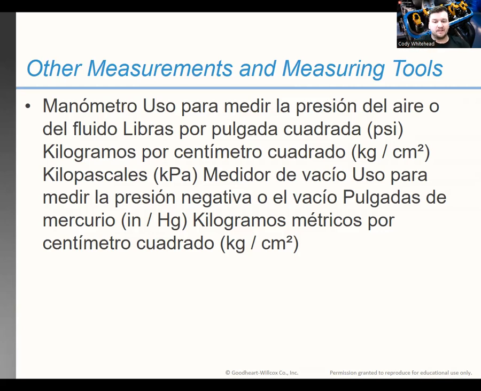Vacuum gauge, used to measure negative pressure or vacuum. Inches of mercury, IN/Hg. Hg is the periodic table lettering for mercury, so that's why it's like that. Metric is kilograms per square centimeter, kg/centimeter squared. Again, that's kind of a long word to say for a measurement. So everywhere you go is going to use inches of mercury most of the time. You probably won't see kilograms per square centimeter. It's just kind of long-winded to say.